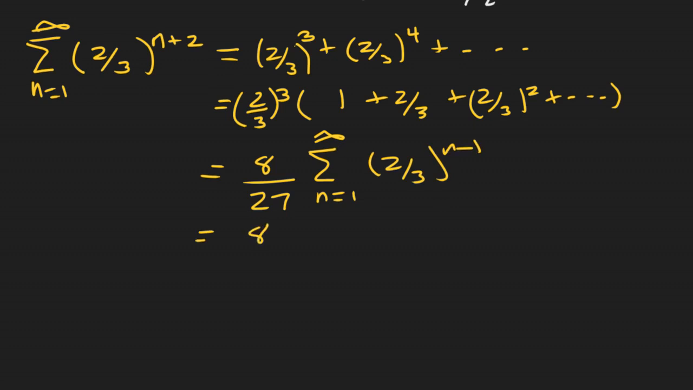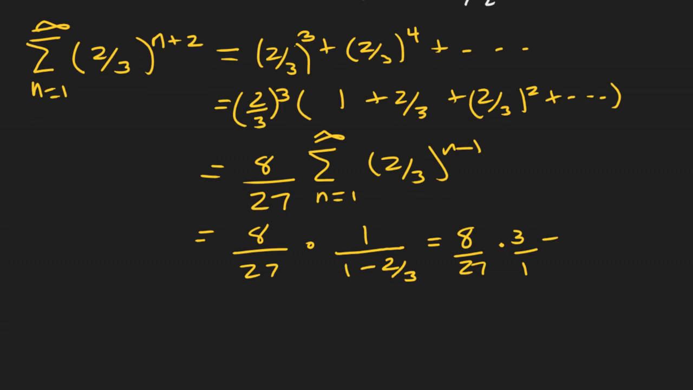But this is not too bad, because now you have 8/27ths, and this is going to be multiplied by 1 over 1 minus 2/3, which in either case is going to be 8 over 27 multiplied by 3 over 1, which gives us 8 over 9. So that means that the series converges to 8/9.